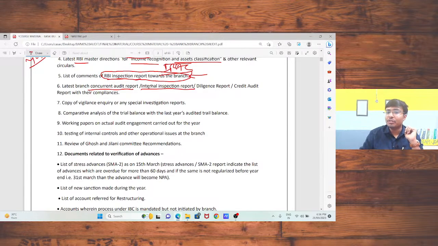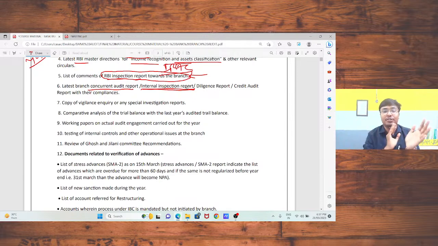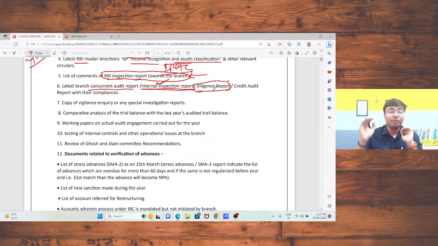Internal inspection reports: one internal inspection report is also mandatory in case of banking. One branch manager does the internal inspection of another branch. This is also done in banking, so we should take care of it also. Diligence report: certain banks also have to conduct a due diligence report, so we need to take that also while doing our bank branch audit.